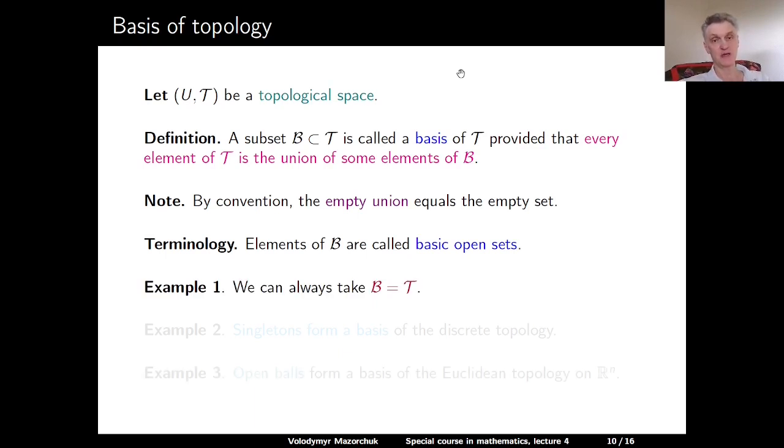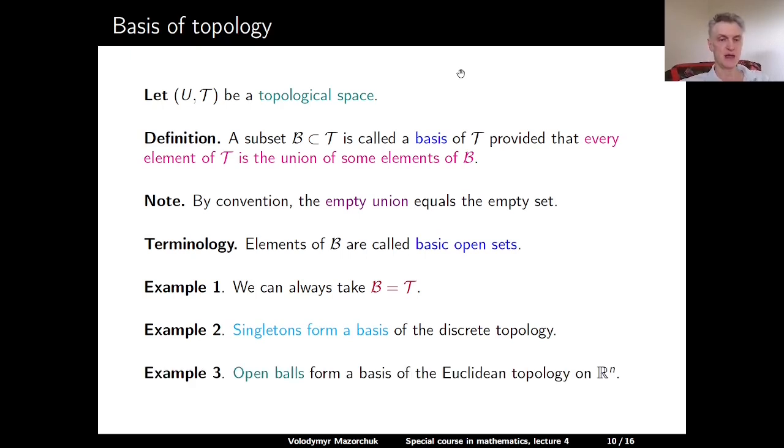For example, we can always take as ℬ the whole of 𝒯, and then everything is clearly satisfied. A second example, if you look at the discrete topology, this is when 𝒯 contains all subsets of U, then we can take as a basis of this topology the singletons. Any set is a union of singletons. So this works. A less trivial example, if you consider the Euclidean topology on R^n, then it is the open balls which form a basis of this topology.